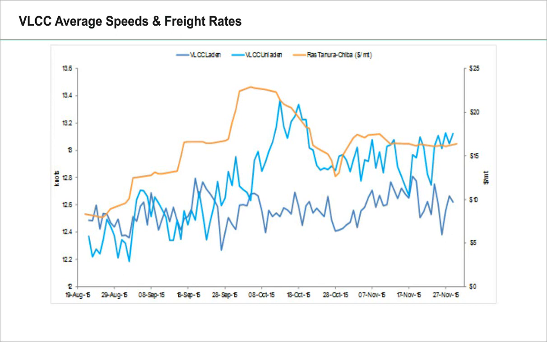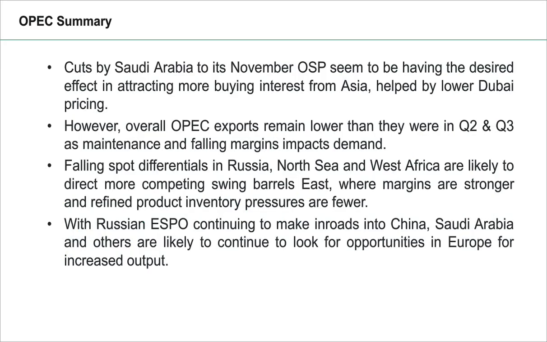I think this type of analysis can be useful for determining buying interest on routes and for other cargo types where freight rates can be easily obtained. So just to summarize our view on OPEC, I think the cuts by Saudi Arabia to its November OSP really did have the desired effect of attracting more buying interest from Asia. And I think the Dubai pricing has helped that somewhat. But saying that, I think overall exports have remained lower than they were around Q2 and Q3, particularly with maintenance in Asia taking its effect on overall demand.